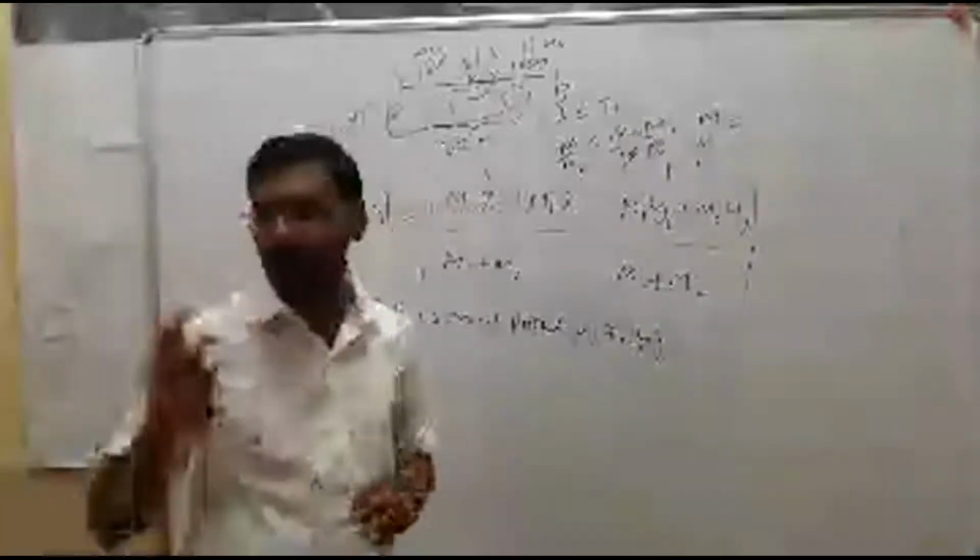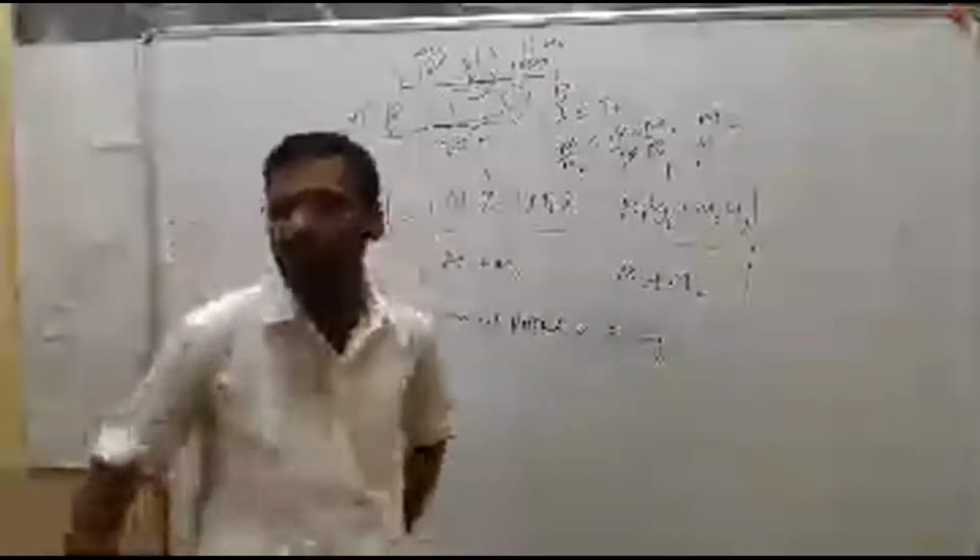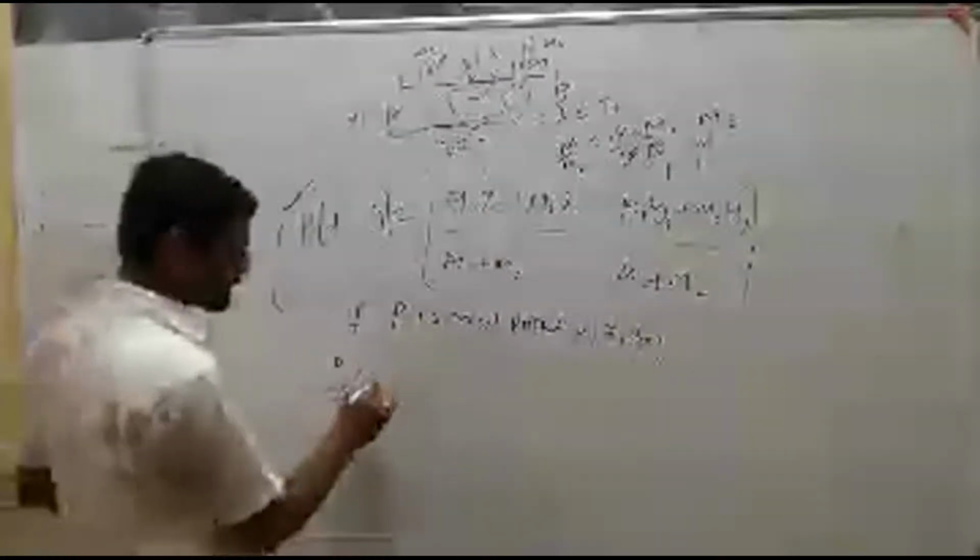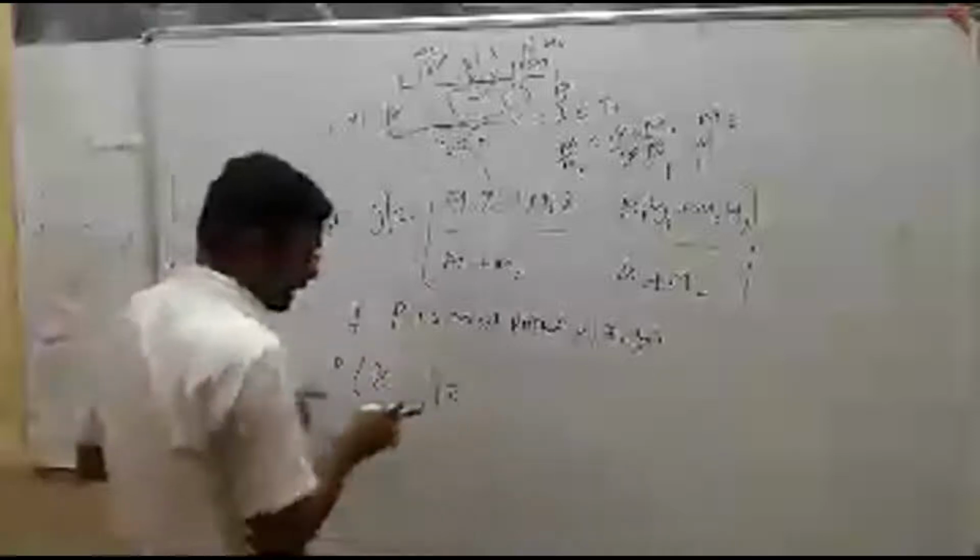If the dividing point is the midpoint, then it will divide the line segment into how many parts? 2 equal parts. Then the ratio is 1 is to 1. Therefore, P of x, y at the midpoint is considered the midpoint formula.